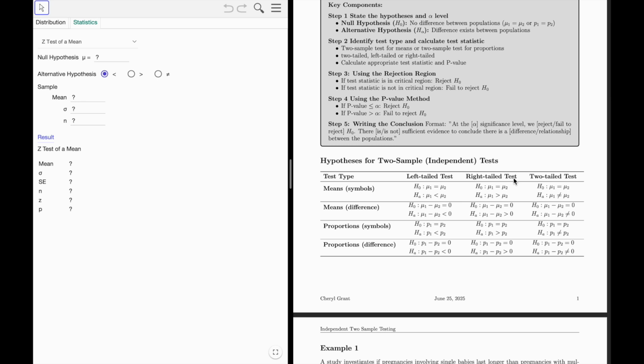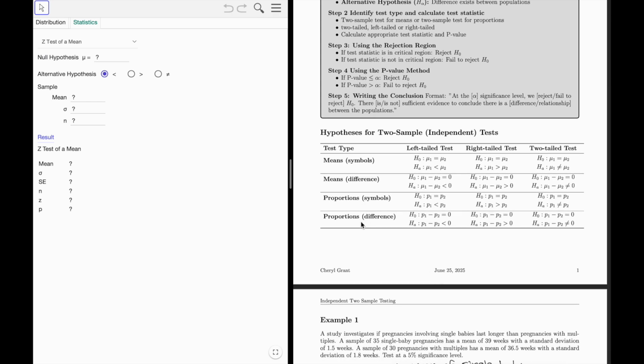For a right-tailed test, our alternative hypothesis would be mu1 is greater than mu2. And then for a two-tailed test, we would say mu1 is not equal to mu2. And then, of course, you have the difference notation here in the second row that means the same thing, it's just written differently. Just like if you write 50% as 1/2. They both mean half, but they're written 2 different ways. Now, the proportion hypotheses are set up the same exact way. We just use p's instead of mu's. So just pay attention to whether you're testing a claim about a mean or about a proportion.